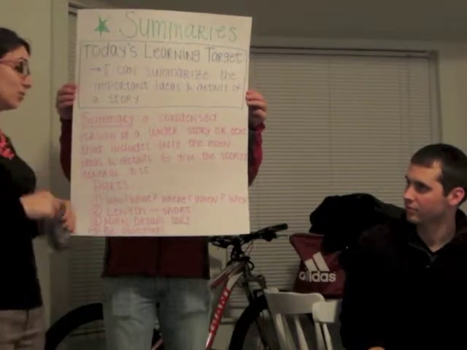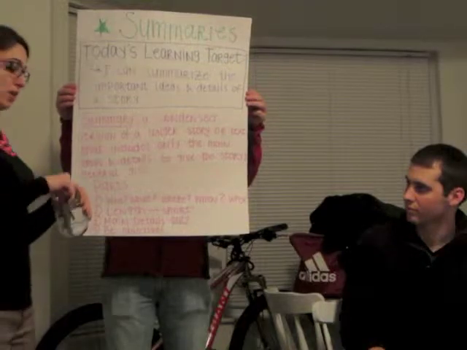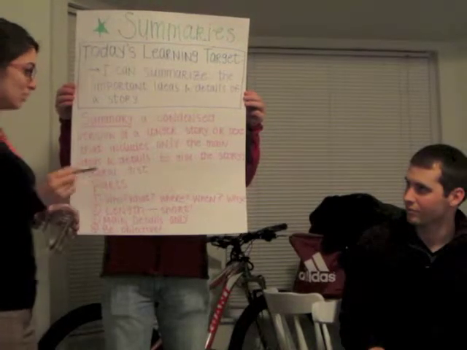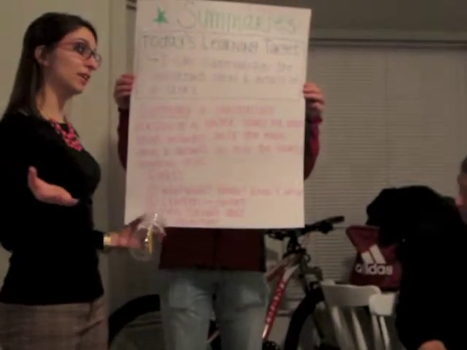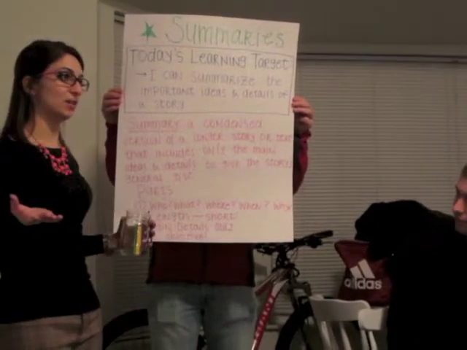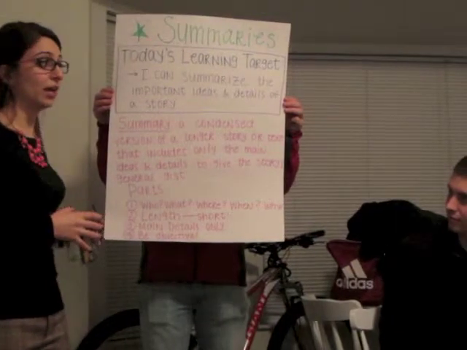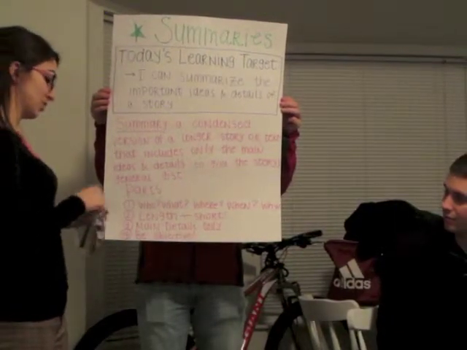And a summary usually has 4 components. So the first one, Pat, could you read that for me? Who, what, where, when, why. Okay. So those are the big questions. Whenever you're writing something or reading something, those are the biggest details that you want to make sure you include in your summary. So that leads right into number 2.